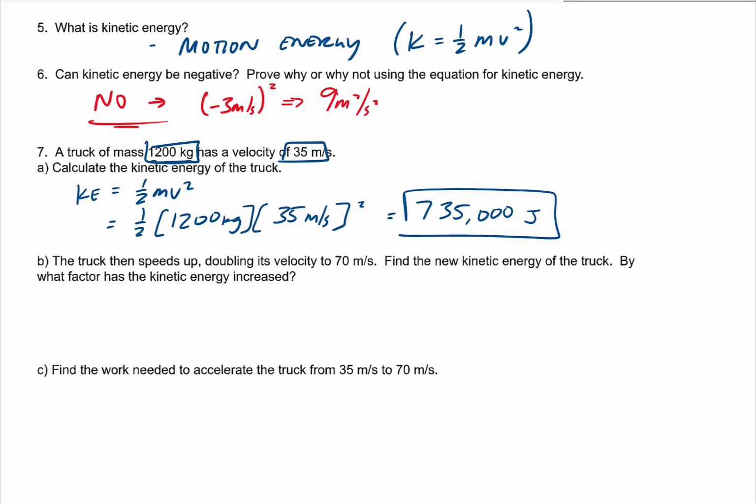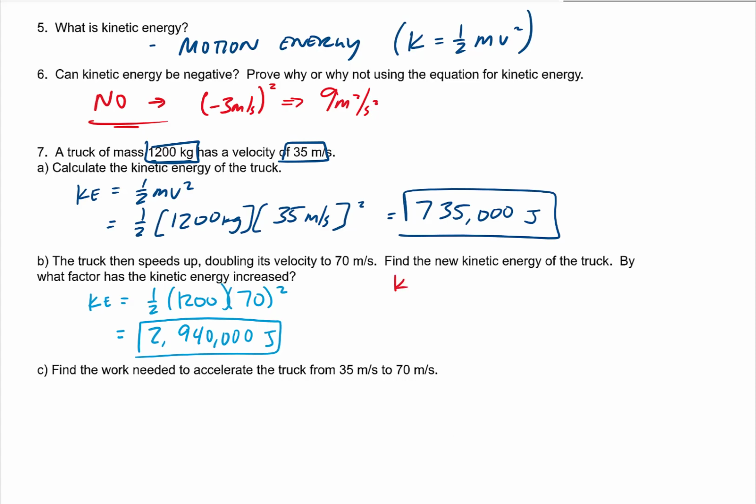So now it's going to speed up, and it's going to have double the velocity. So now our kinetic energy is 1/2 times 1,200 times 70 squared. So that kinetic energy comes out to be 2,940,000 joules.